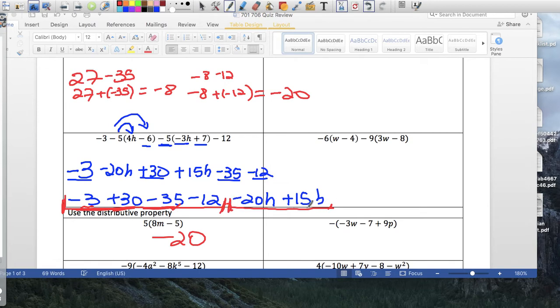Next part is negative 20 plus 15. So it's going to be something h. And there's more negatives, so it's going to be a negative answer. And a difference of 5, so minus 5h.